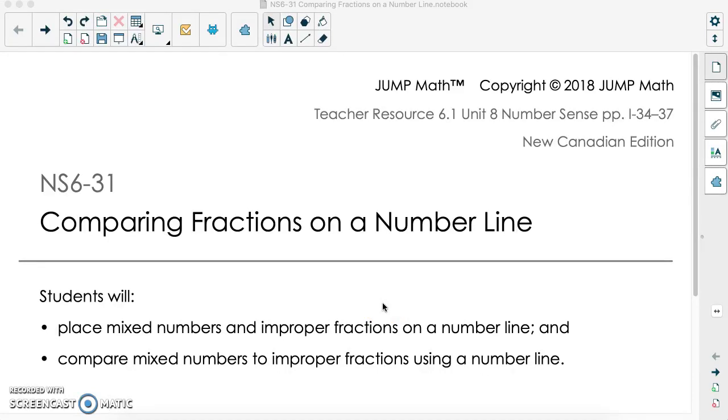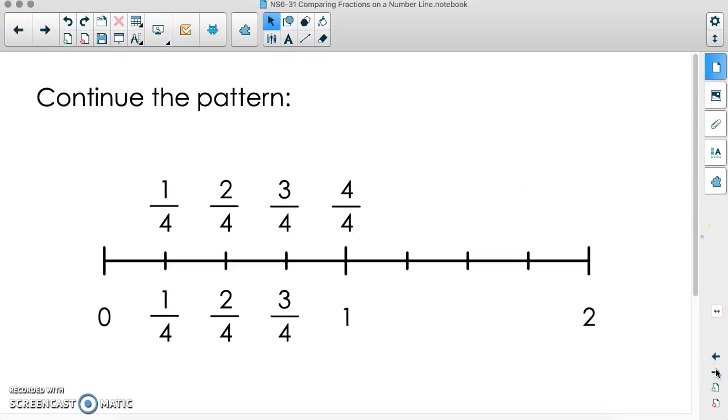Today's lesson is on comparing fractions on a number line. Students will place mixed numbers and improper fractions on a number line and compare mixed numbers to improper fractions using a number line. Let's get started.